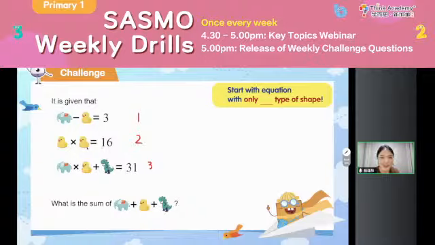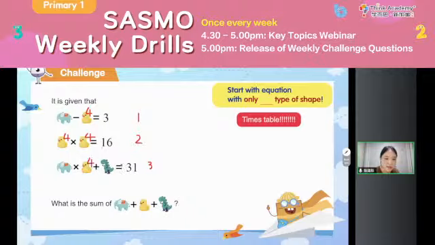Everyone, do you know the times table? So after this class, you need to revise all the times tables. Okay, so we see 4 times 4 equals 16. So all the ducks in this question will be 4, right?